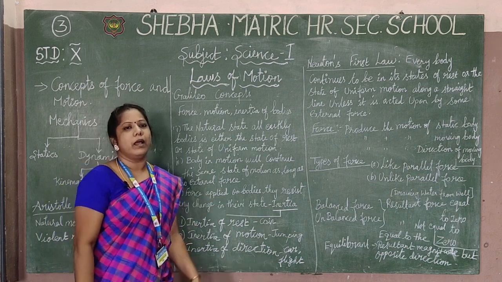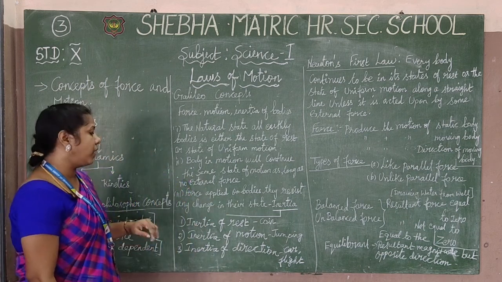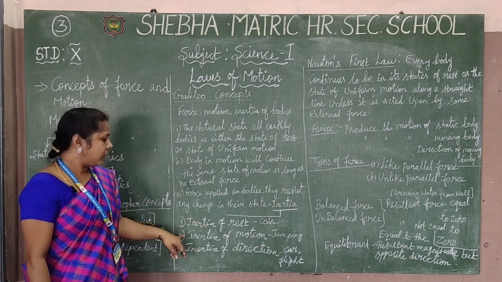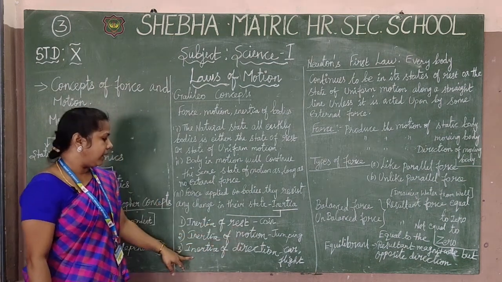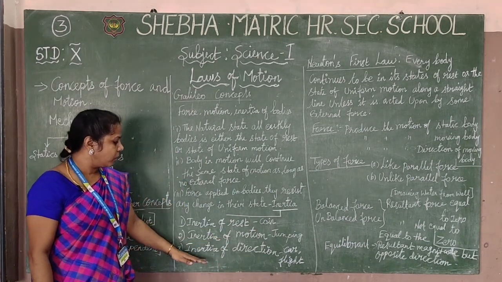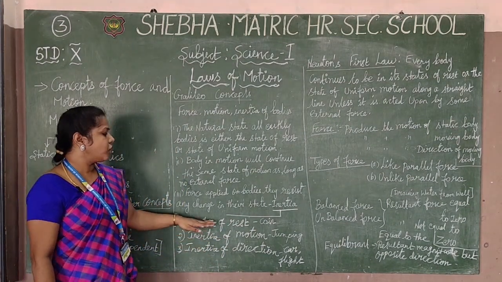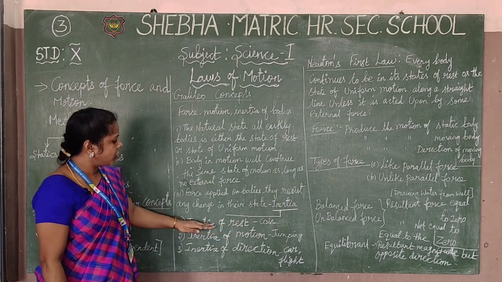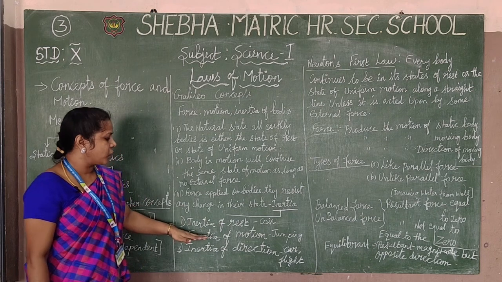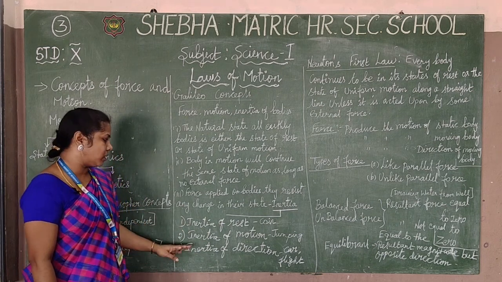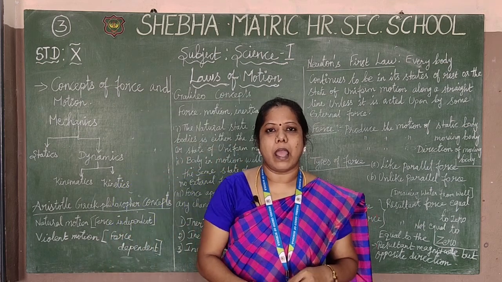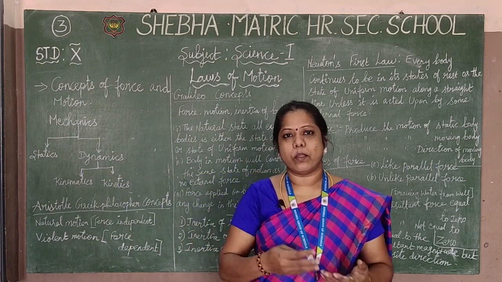Okay, this inertia has to be classified into 3 main types, that is inertia of rest, inertia of motion and inertia of direction. This is also the most important. Have to listen carefully. Inertia of rest. In this inertia of rest I am going to explain using examples, and inertia of motion as well as the inertia of direction.